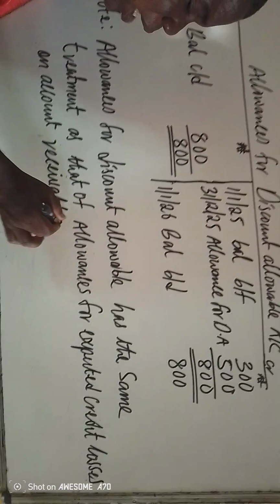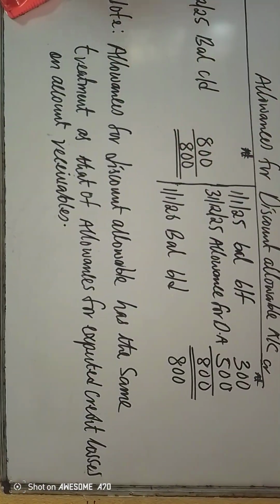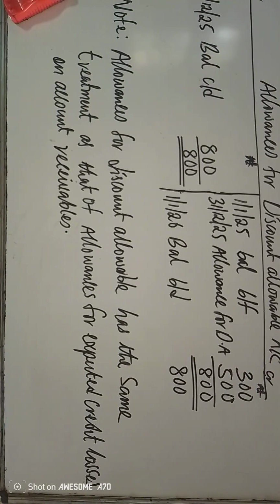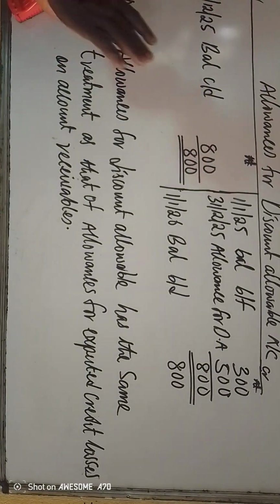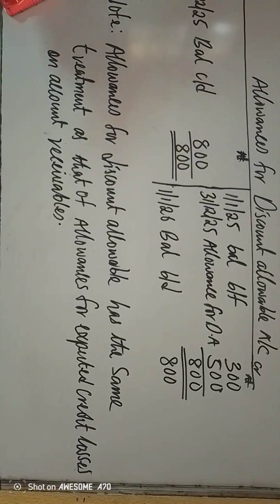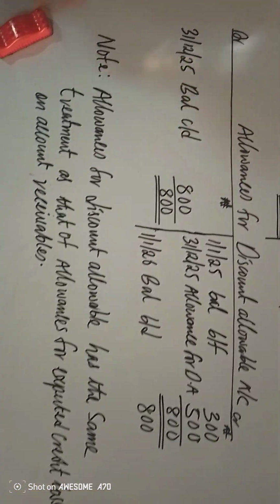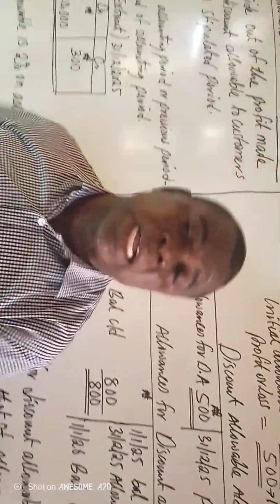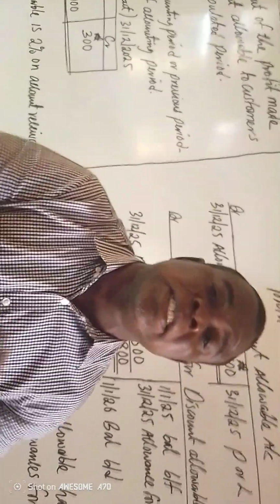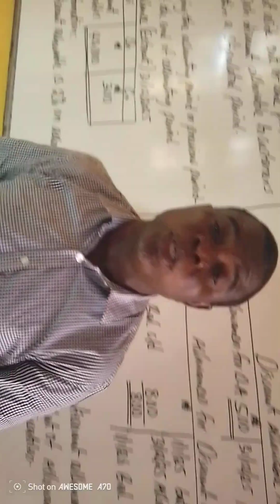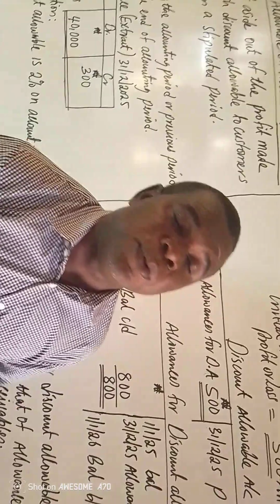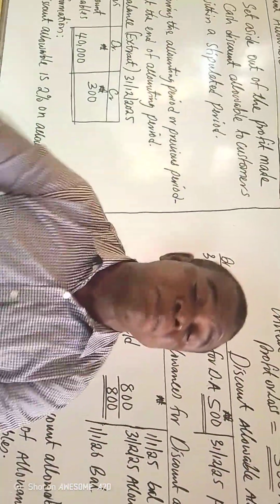So as you appreciate and understand how to treat allowances for expected credit losses, what we call provision for bad and doubtful debt, it is the same way you are going to handle allowances for discount allowable. So this is the treatment. But mind you, I'm going to also show you how it is treated in the statement of profit or loss account, and also how it is treated in the statement of financial position, as we continue and complete the journey of how discount allowable is treated in the financial statement.